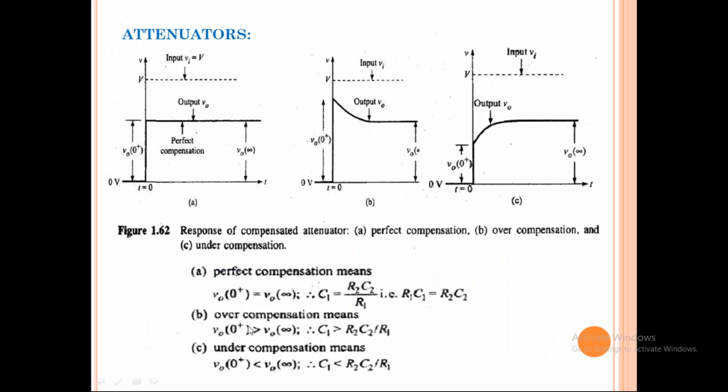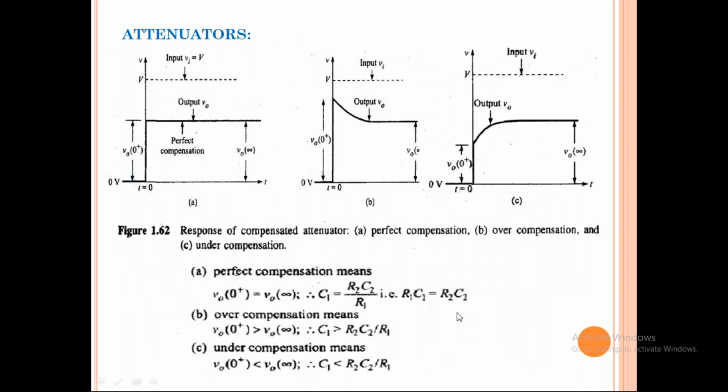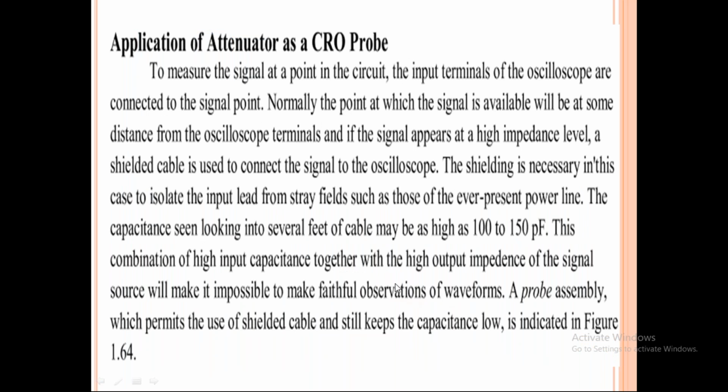And here there will be three conditions, starting with perfect compensation, R1 C1 equal to R2 C2. So what is V naught of 0 plus? V naught of 0 plus means the initial voltage at t equal to 0, and V naught of infinity means the output voltage at t equal to infinity. V naught of 0 plus is Vi into C1 by C1 plus C2. This is the equation I already mentioned. Definitions: V naught of 0 plus equals Vi into C1 by C1 plus C2. V naught at steady state equals the input voltage into R2 by R1 plus R2. So there are three conditions, overcompensation and undercompensation, and applications also.